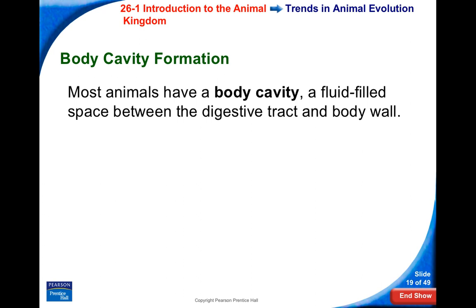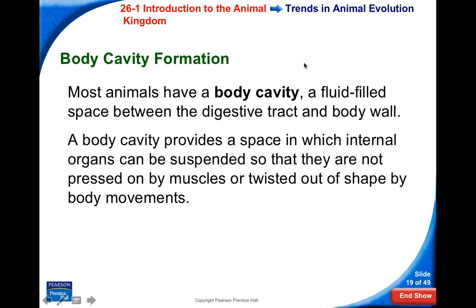If you think of your own body with the digestive system, you actually have all of these organs inside of a body cavity inside of your torso. And this body cavity actually has fluid in it as well to keep those organs working properly. In fact, this body cavity provides a place where those internal organs can be suspended, so they aren't going to get squished by muscles that are contracting around them or twisted out of shape.